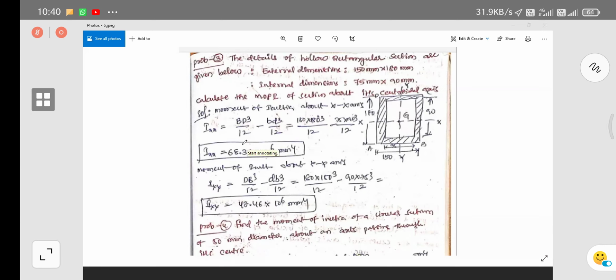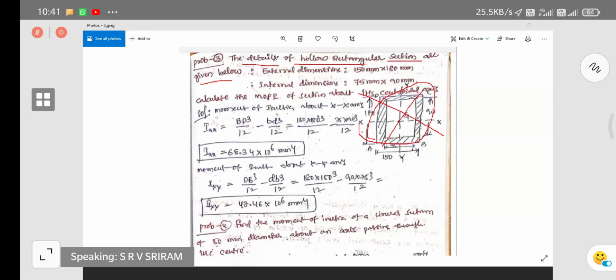The only thing in this problem is that the details of the hollow rectangular section are given below. Sometimes they are not going to give the figure, only the details will be given. Depending upon the given data, you have to draw this figure.